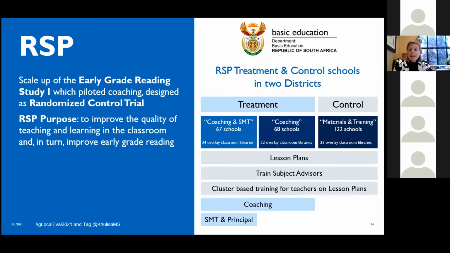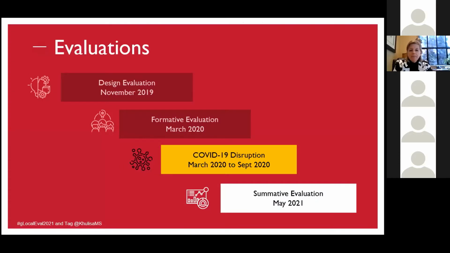Right, next slide. So essentially we had to do three evaluations. We did a design evaluation, which if people are interested in, we can speak more about, but essentially it looks at: is the theory of change, are the processes likely to end in the outcomes that we're looking for? A formative or midterm evaluation that was finished in March 2020. Then, of course, we were disrupted. And then the summative evaluation, which we literally finished last week. Next slide.